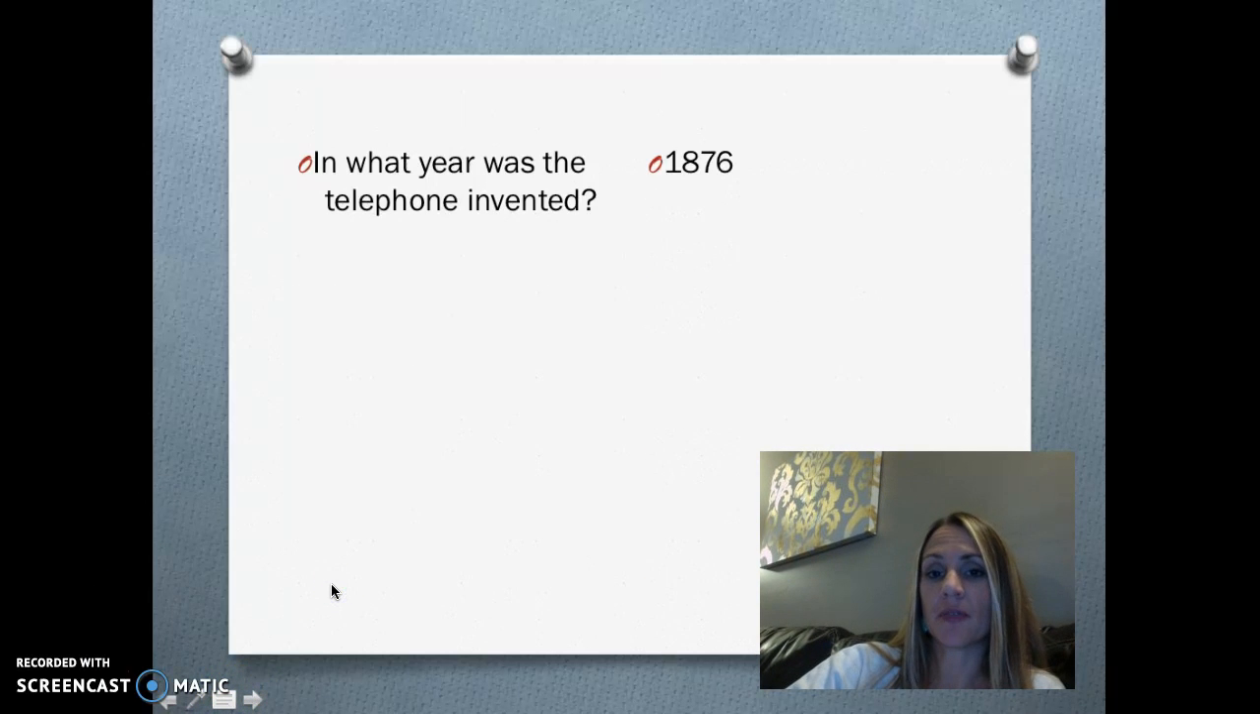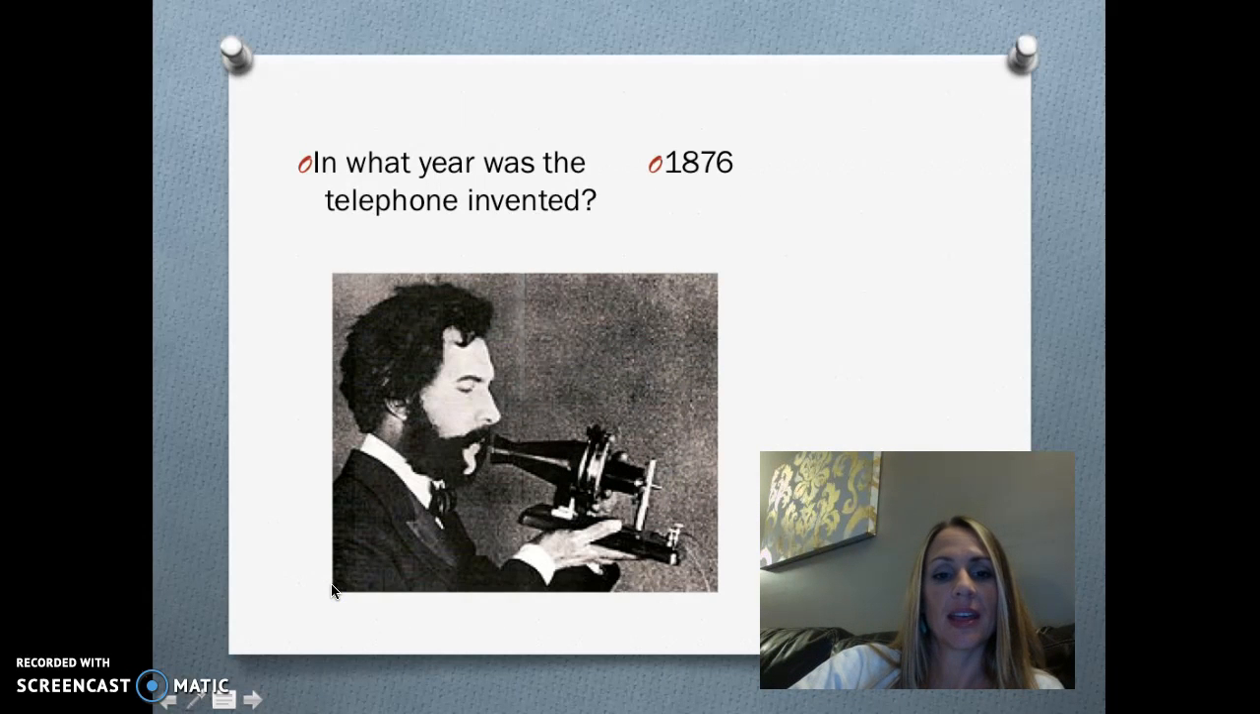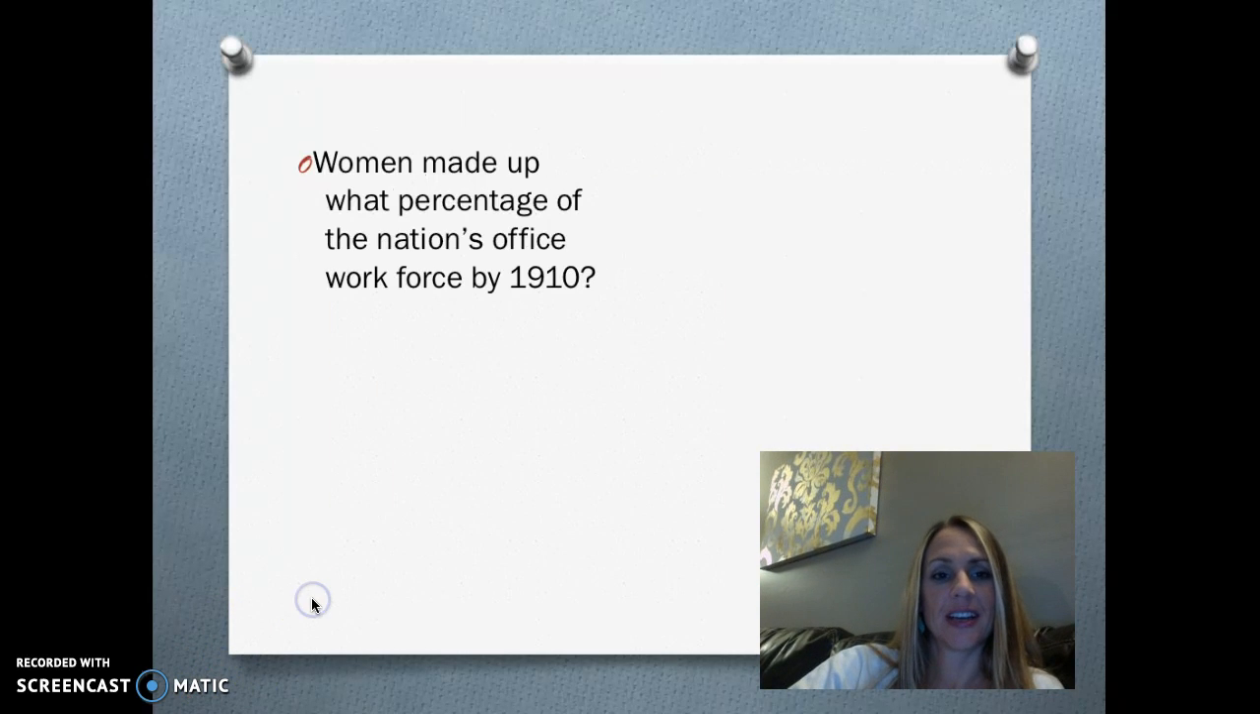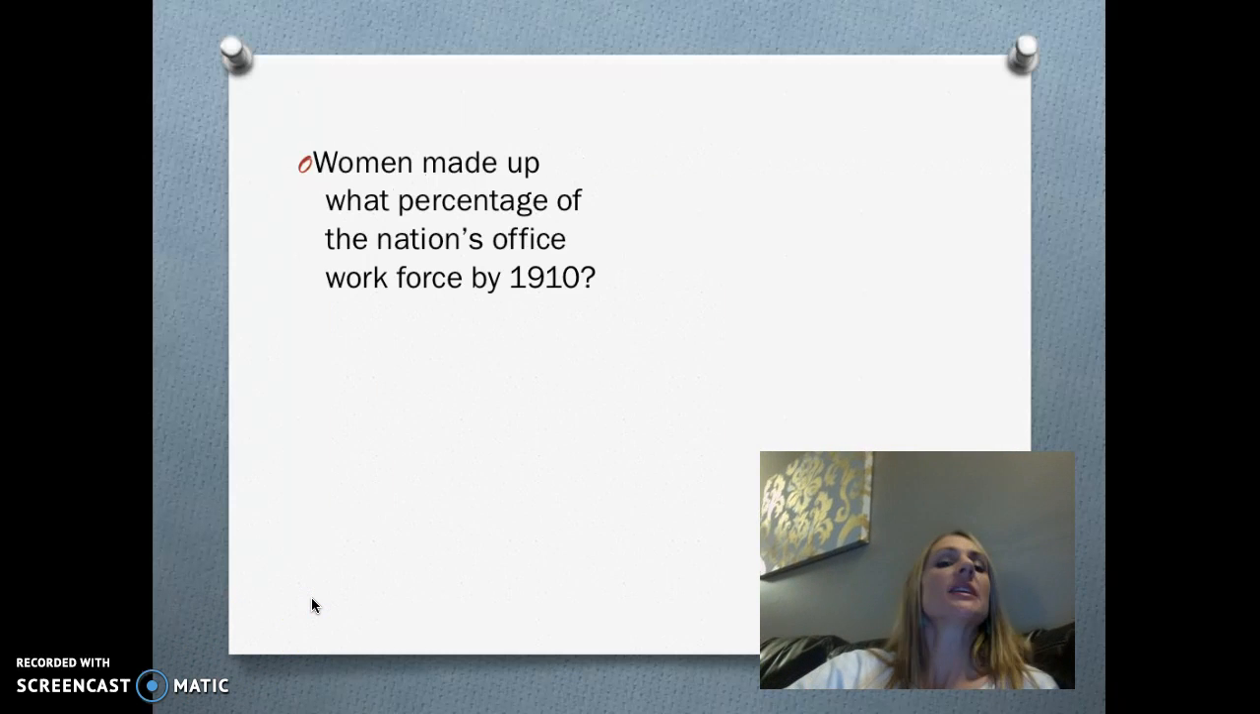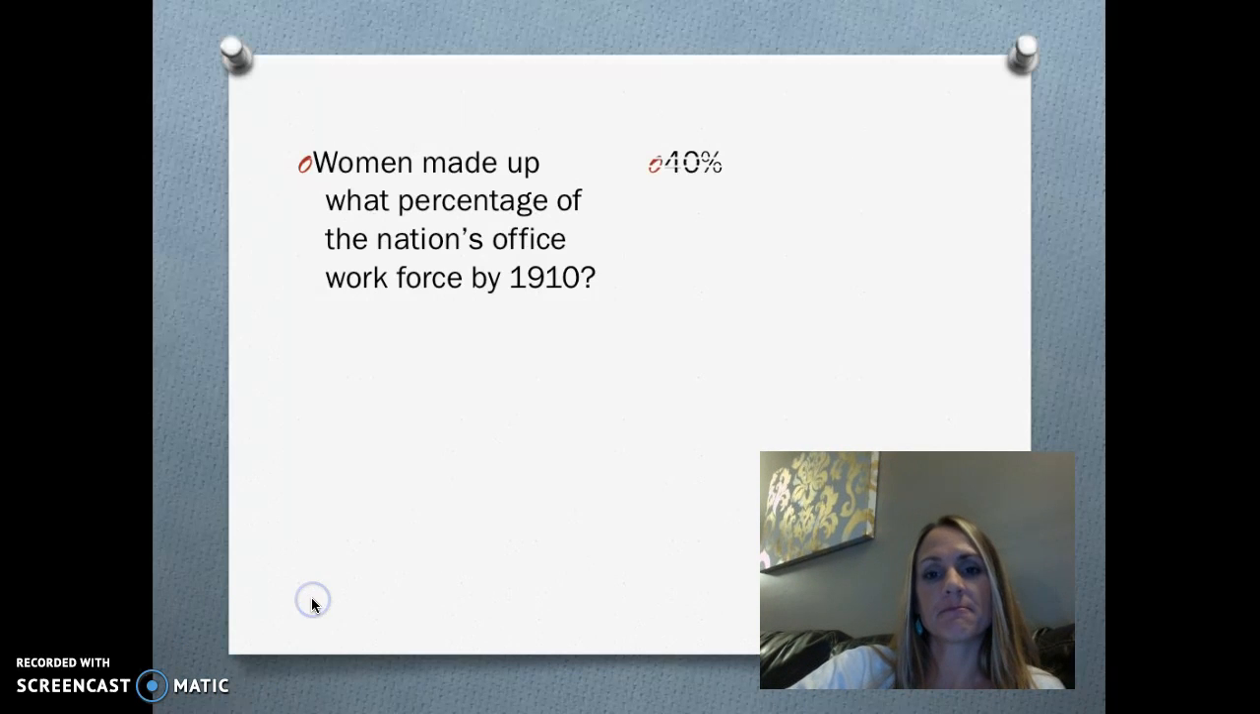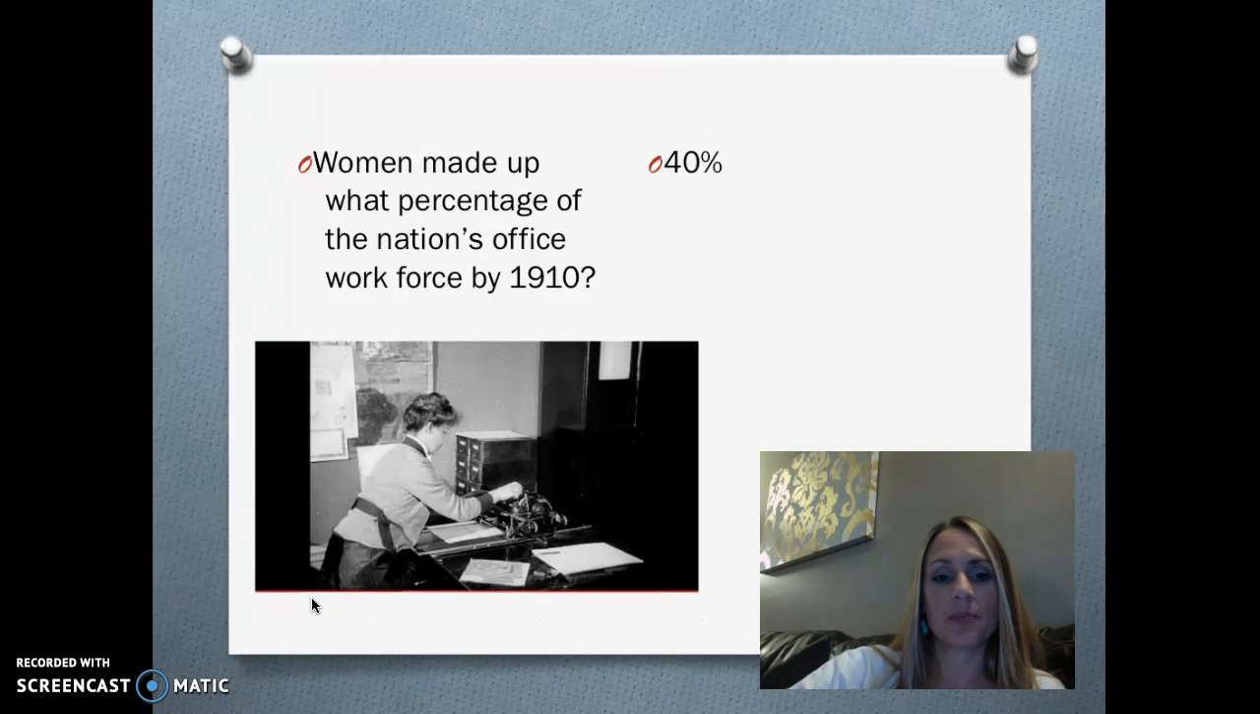What year was the telephone invented? 1876. And there we go. There you have it, the first telephone. Okay, women made up what percentage of the nation's workforce by 1910? And that is, of course, 40%. Lots of new jobs opened up for them. And here's one of them. This would be a woman working in a secretarial position. Looks like she's making copies.